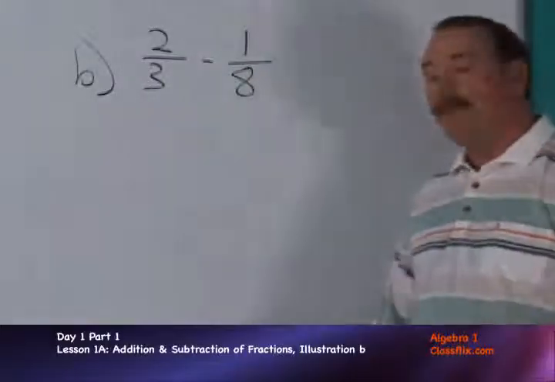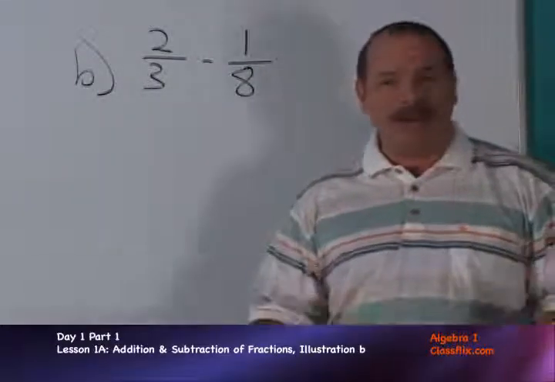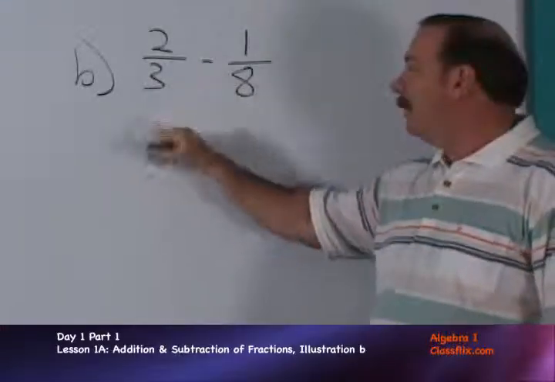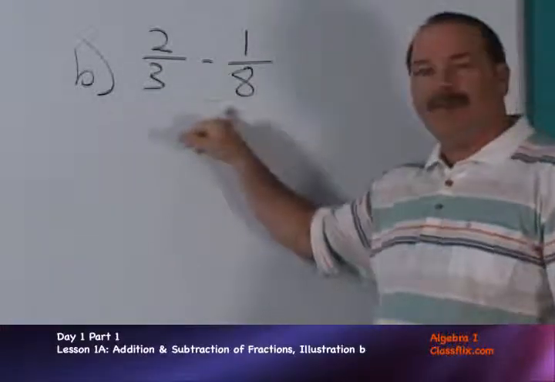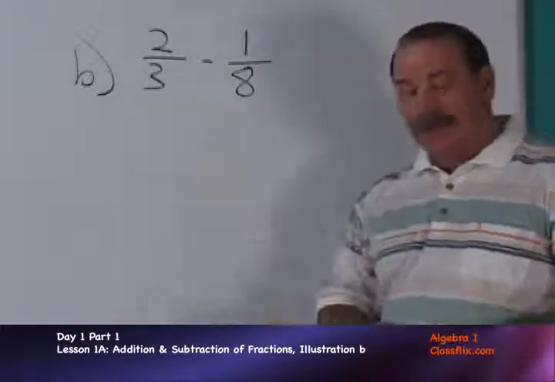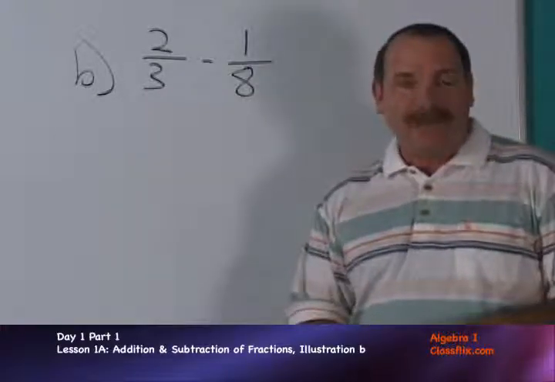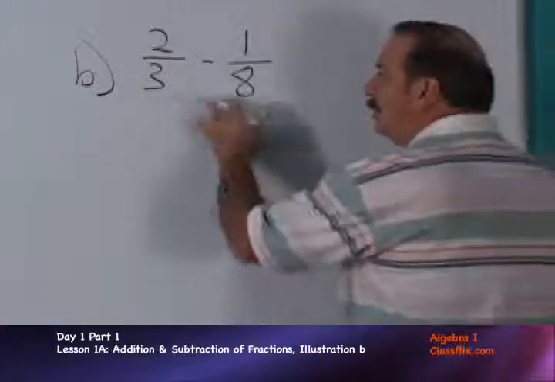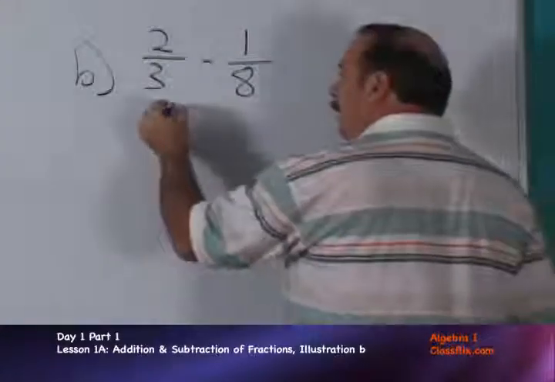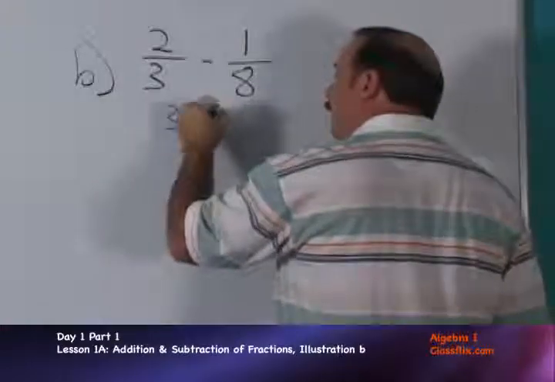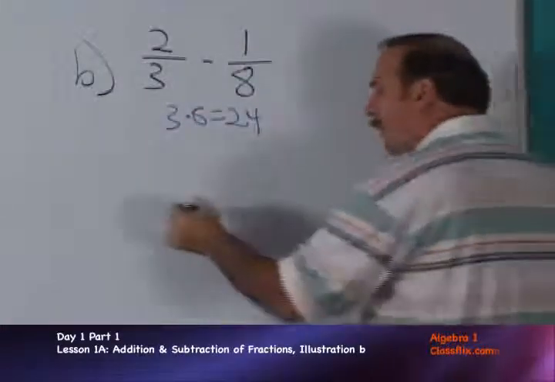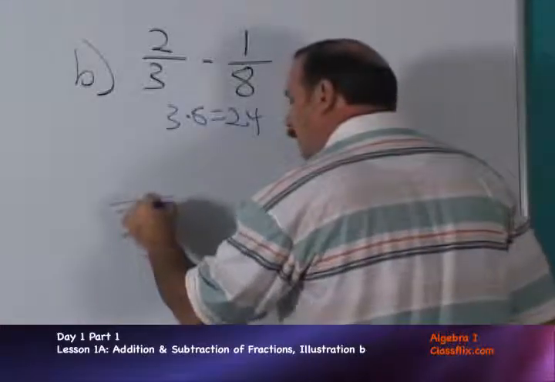Now example problem B is the same type of problem. It's a fraction problem, except this one is a subtraction problem. Again, I do not have common denominators. I have a 3 and an 8. The easiest way to find that common denominator when we have small numbers like that is simply to multiply these two denominators together. 3 times 8 equals 24. So I know my common denominator is going to be 24.